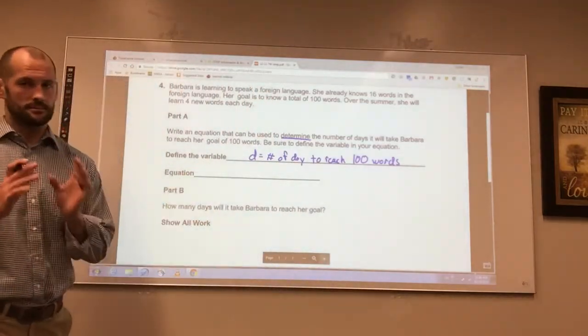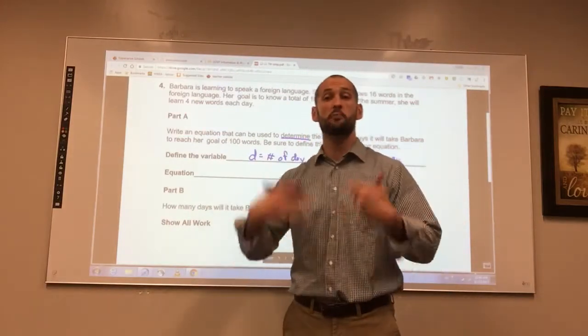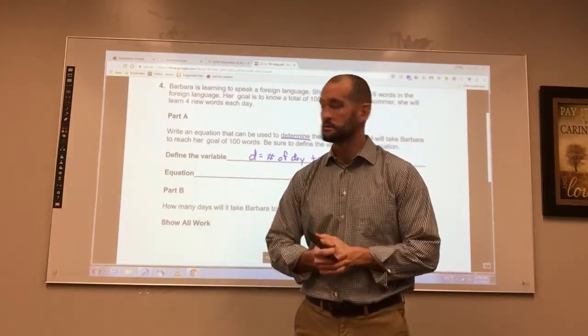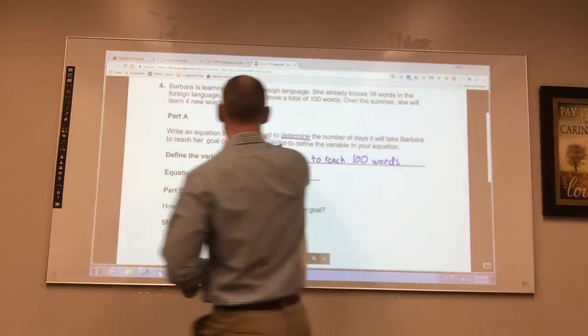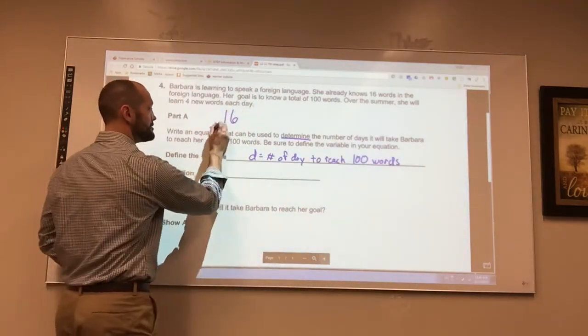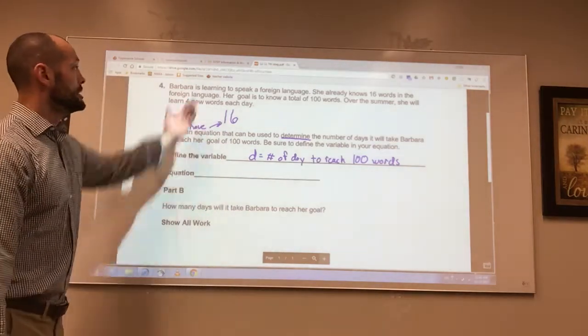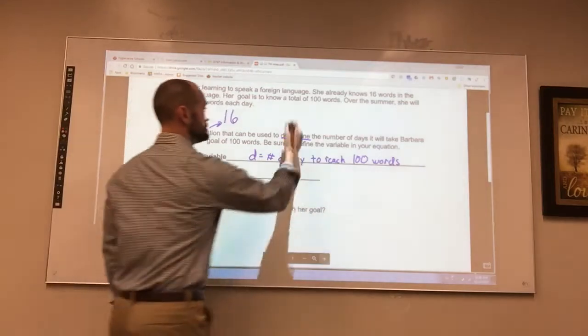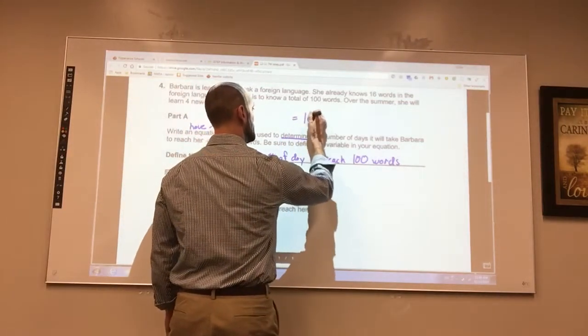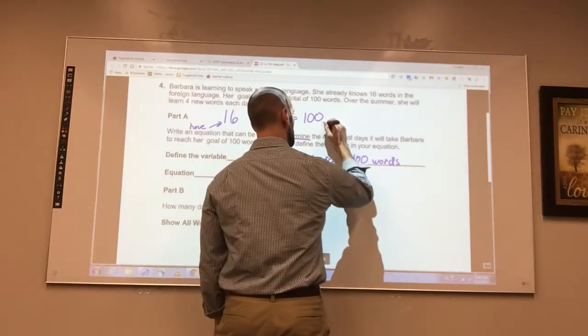Equation now. Okay. Let's just think logically. What do we have? What does Barbara have right now? How many words? 16. So we know we have 16. That's not stopping. That's how much we have. I'm just going to write my thoughts down. We know our goal is 100, right? We know we eventually want to get a total, meaning equals, of 100. That's our goal.